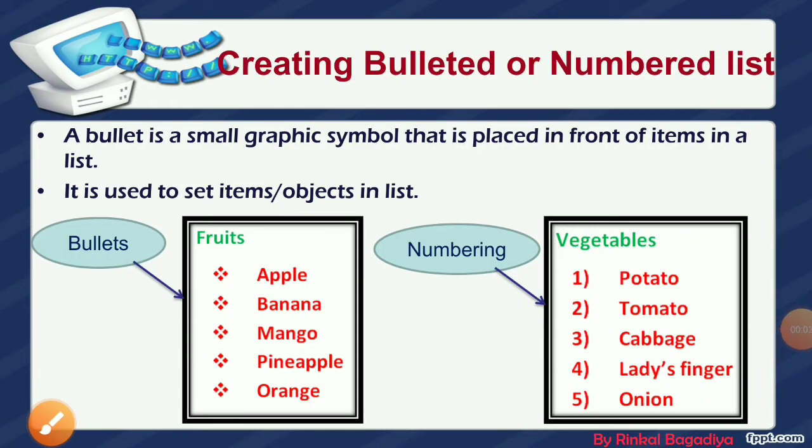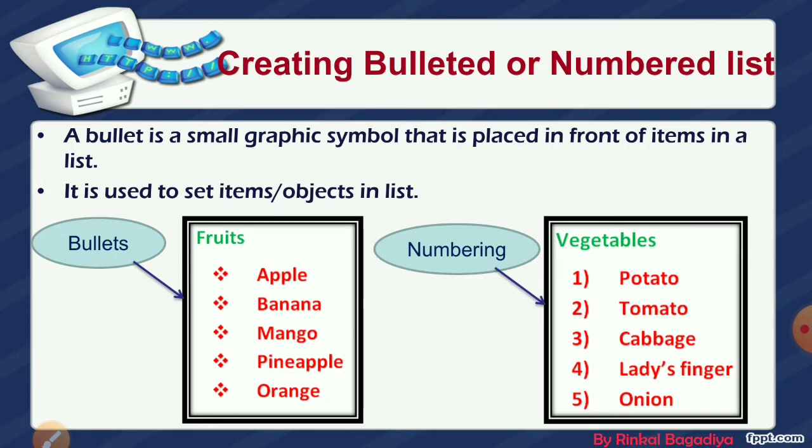Our today's next topic is creating a bulleted or numbered list. When you want to make a list of objects or anything, then you can use a bulleted or numbered list. And Word provides 2 types of list: bulleted list and numbered list. When you want to make a list order wise, then you can use a numbered list, and when order doesn't matter for you, then you can use a bulleted list in Word 2010.